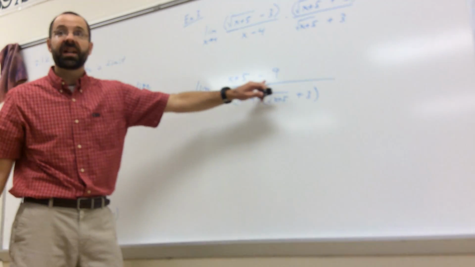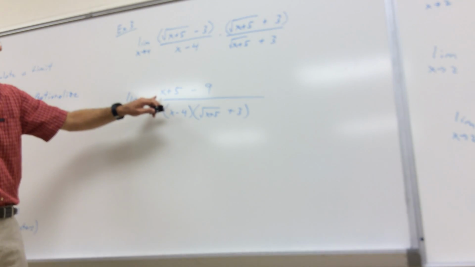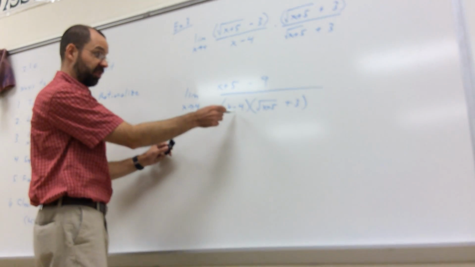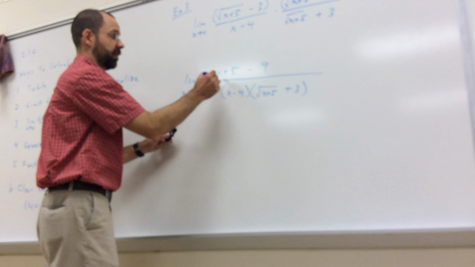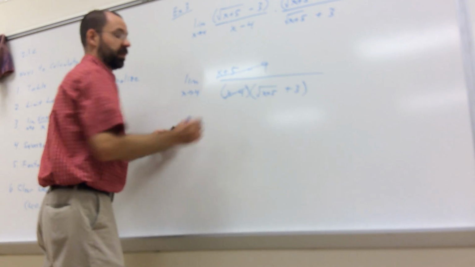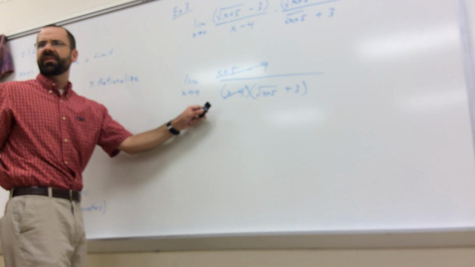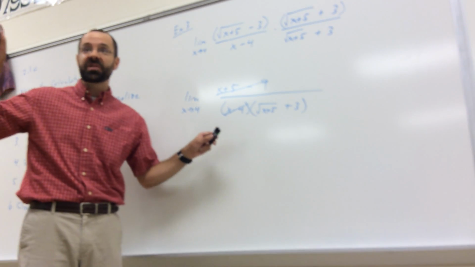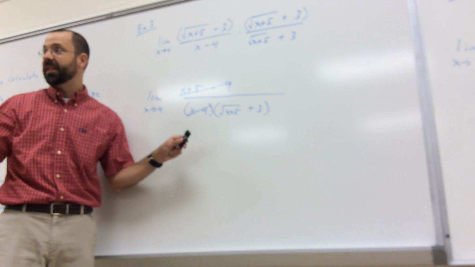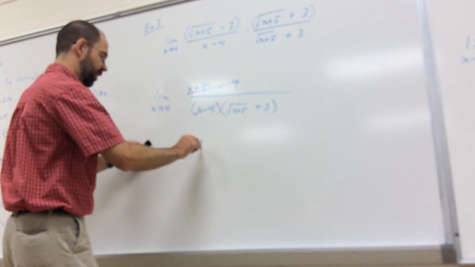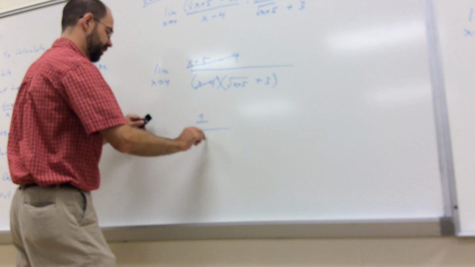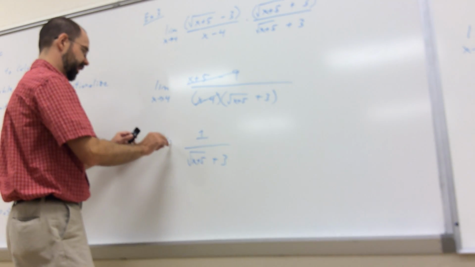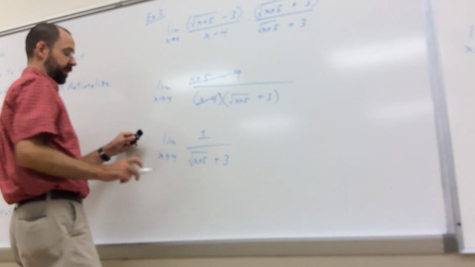Okay, then x plus 5 minus 9 comes out to x minus 4, which is good news because then that crosses out with this. So what's left on top? Good, 1. Remember earlier in the bell we talked about how that divided by that equaled 1? Okay, good. So we've got 1 over the square root of x plus 5 plus 3, and we're taking the limit as x goes to 4.